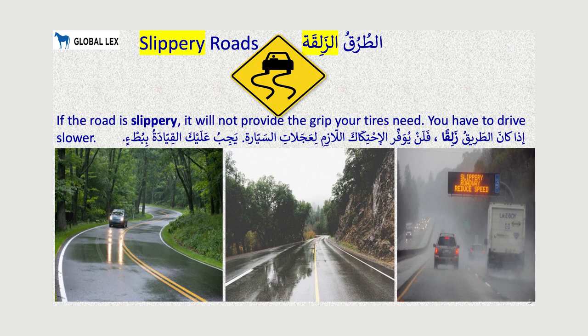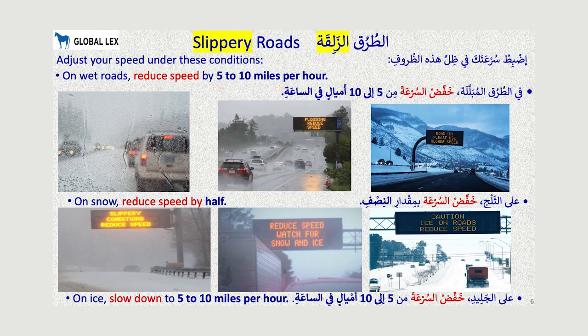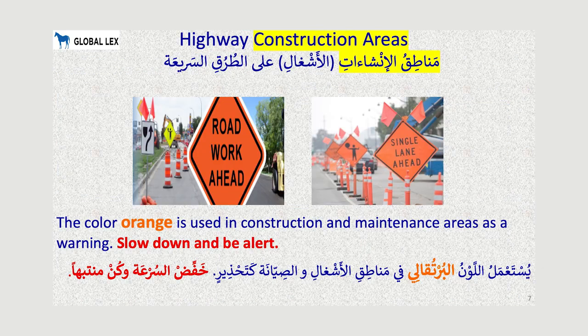Slippery roads. If the road is slippery, it will not provide the grip your tires need. You have to drive slower. Adjust your speed under these conditions. On wet roads, reduce speed by 5 to 10 miles per hour. On snow, reduce speed by half. On ice, slow down to 5 to 10 miles per hour.